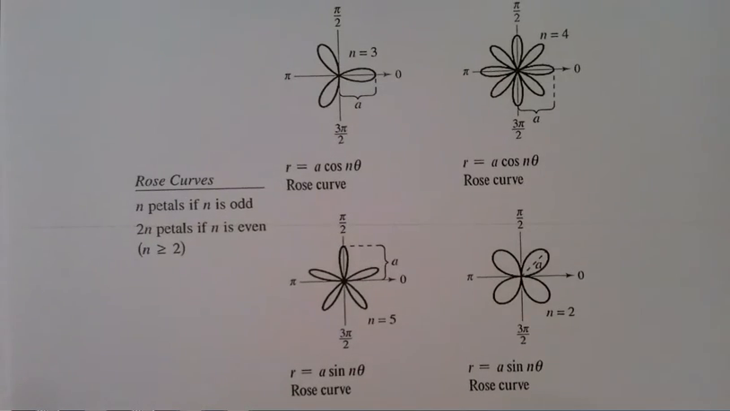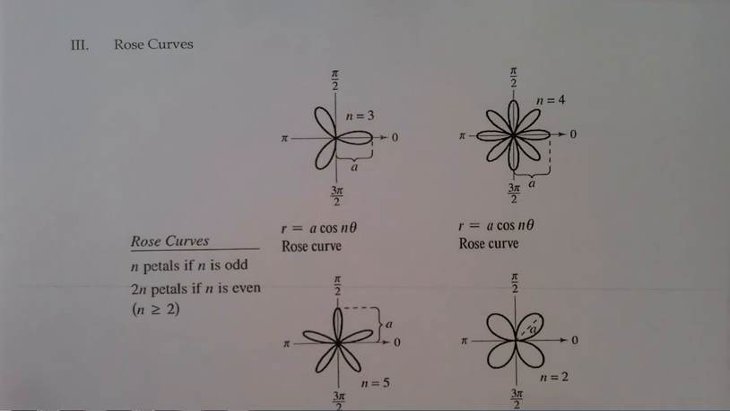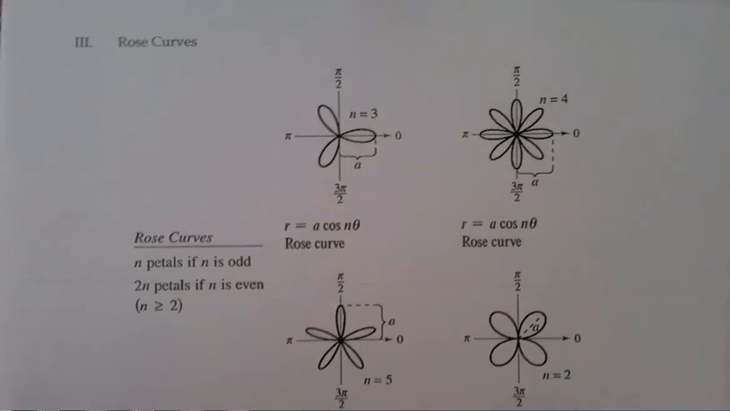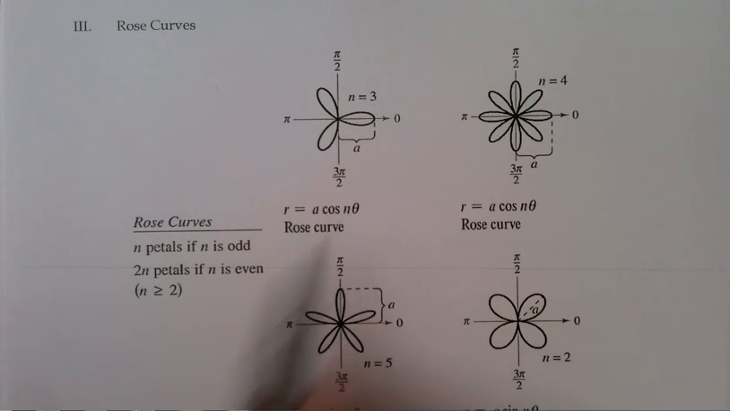Two more sets, two more families of curves. The next one I always think is kind of fun, the rose curves. They kind of look like flowers, probably why they're called rose curves. We have r equal to either a cosine n theta or a sine n theta for these.